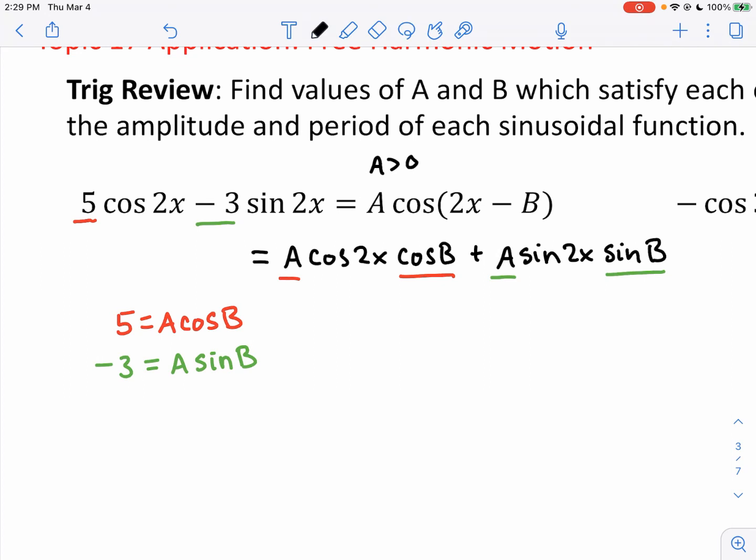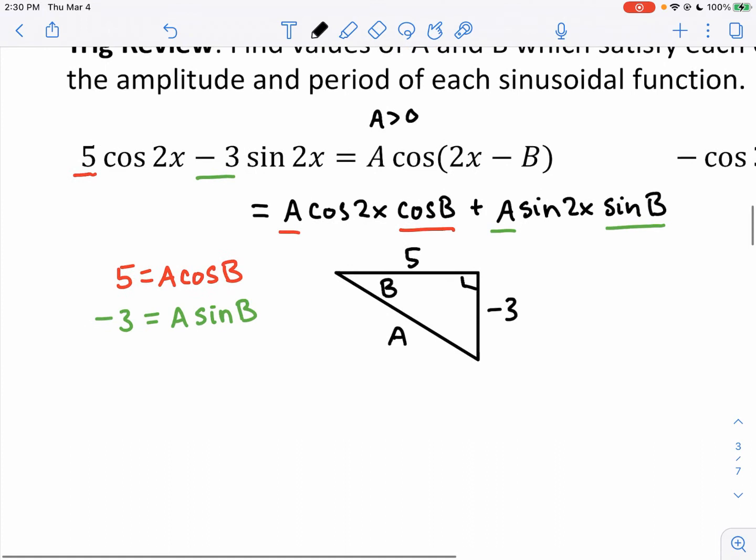So I'm going to draw a picture of a triangle in the fourth quadrant. There we are. And we know that B is the fourth quadrant angle. The cosine of B is 5 over A, so 5 will be this adjacent side, and A will be our hypotenuse. And the sine of B will be negative 3 over A. So you can see this would be the origin, and this point here would be, in fact, in the fourth quadrant, right 5, down 3. From this triangle, we're going to construct A and B.